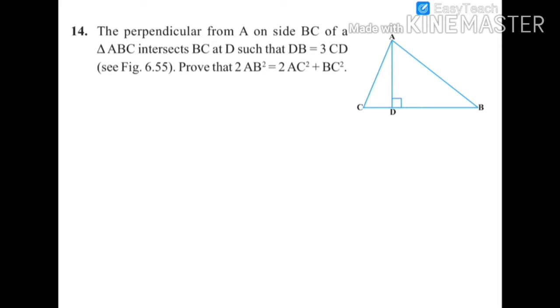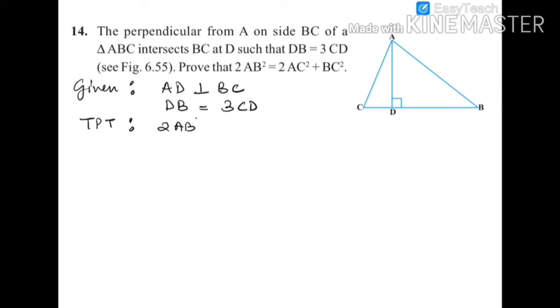Let's write down what is given. AD is perpendicular to BC, and we are given DB is equal to 3 times CD. What do we have to prove? 2AB square is equal to 2 times AC square plus BC square.